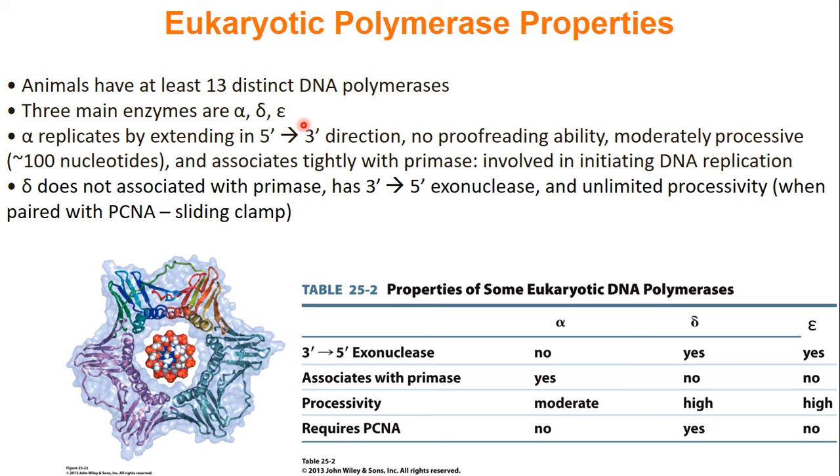So let's start with alpha. Alpha replicates in the 5' to 3' direction, but it doesn't have any proofreading ability, so it can be error prone. And it's only moderately processive. So it'll do about 100 nucleotides and then fall off the template. So you might be asking yourself, this is a pretty crappy polymerase. Why do we need it?